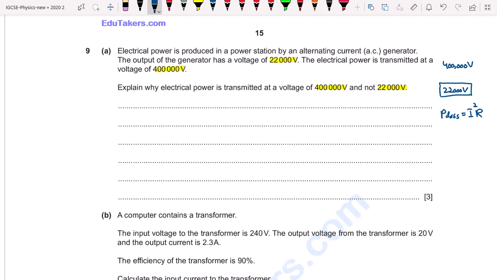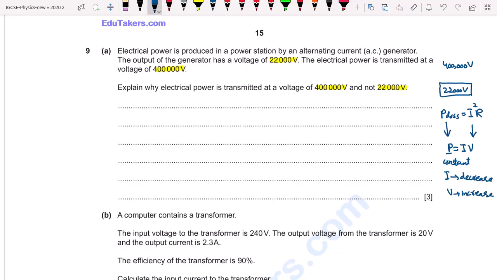We want to reduce the power loss. When I decrease the power loss, the current also decreases, because both of these are directly proportional to each other. And by the relation P is equal to IV, keeping the power constant, when current is decreasing, then the voltage should be increased in order to keep the power constant.